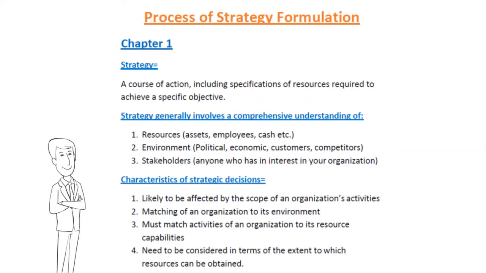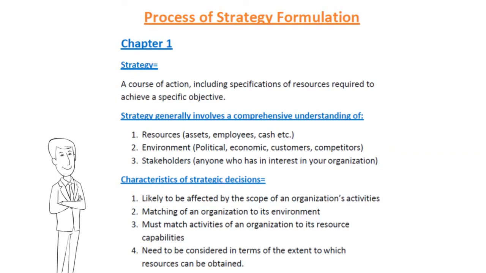Remember, for your case study exam, it's not very specific. It's your job to explain. So they're not going to ask you define what is strategy. But as a very simple explanation, you can remember that strategy is how you use the resources to achieve a specific objective. Then, strategy involves resources such as assets, employees, cash. It involves environment such as political, economical, customer, competitor. It involves stakeholders, anybody who is interested in your organization.